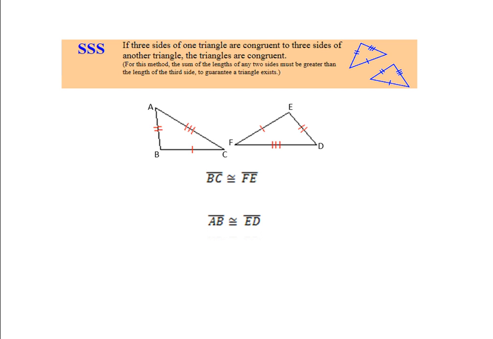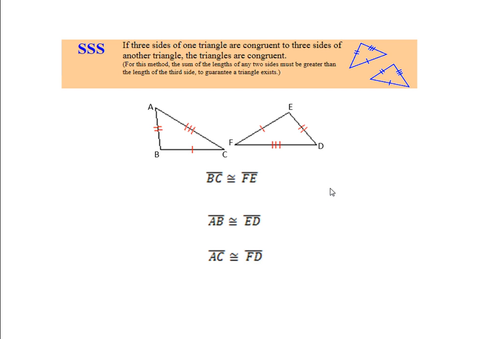And side AB is congruent to side ED because they have 2 hash marks. Notice my geometry symbols I'm using here, the congruent symbol, the line segment above my letters. And then AC is congruent to FD. They both have 3 hash marks.